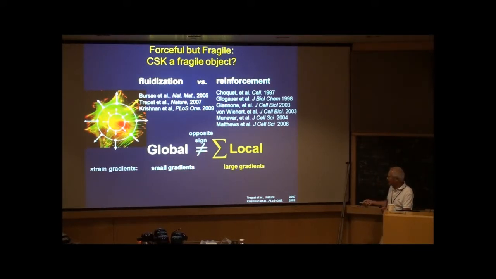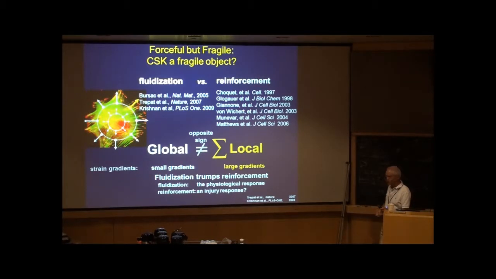And we speculate, we don't know this for sure, but we have some evidence that suggests it has to do with gradients of strain. When you homogeneously stretch a cell, which pretty much is what you do when you're breathing or your heart's beating, you get one kind of response. But when you have a localized load, you can get big strain gradients. And that seems to give a response of the other sign. So at least in terms of physiologic types of stretches, we say the fluidization trumps reinforcement.